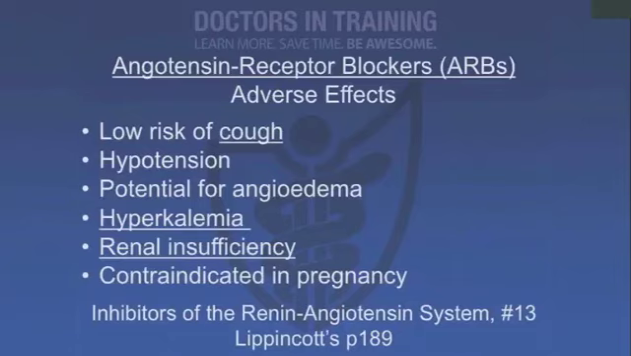The adverse effects of ARBs are very similar to ACE inhibitors, except for a very, very low risk of cough. They can still cause hypotension. They can potentially still cause some angioedema. You can get hyperkalemia and renal insufficiency, so you have to monitor the same labs. And these are also contraindicated in pregnancy because they're toxic to the fetus.